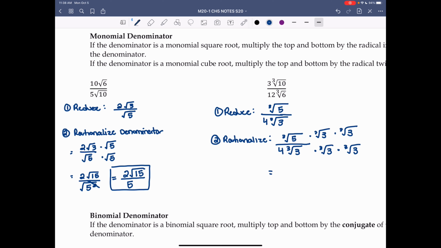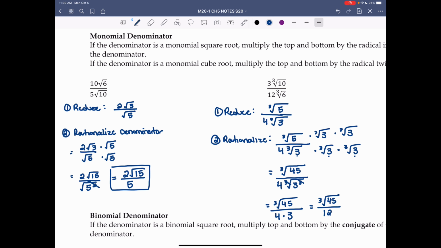We get on the top the cube root of 5 times 3 times 3, which is 45, over 4 times the cube root of 3 to the power of 3, because we have 3 times 3 times 3, that's 3 to the power of 3. And then cube root and cubing, those are opposite operations, so they undo each other. So we're left with the cube root of 45 on the top over 4 times 3, which is the cube root of 45 over 12.